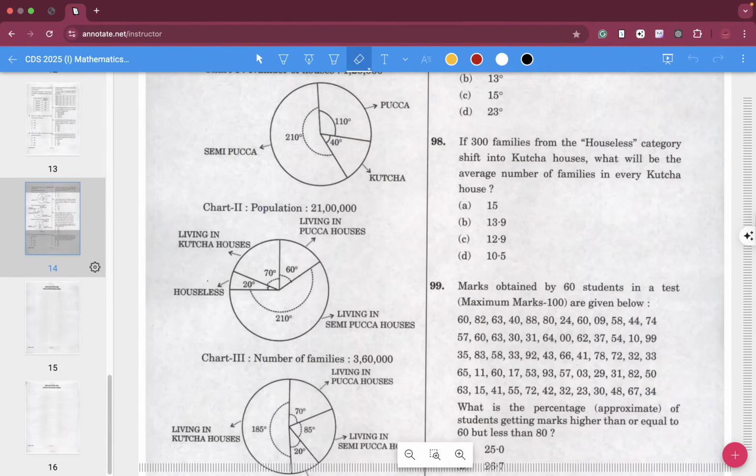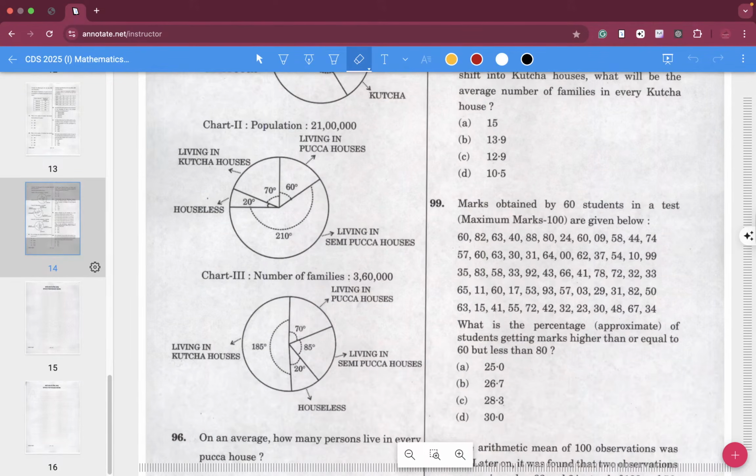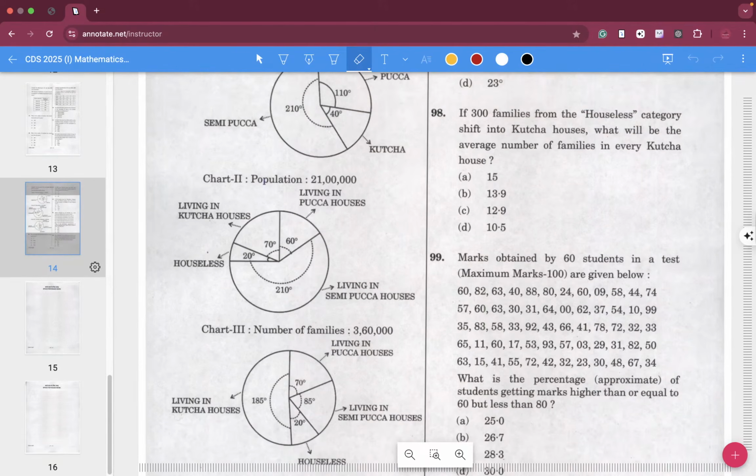Now let's move on to this one. If 300 families from the houseless category shift into kacha houses, we'll focus over here on chart 3. So if 300 families from the houseless category shift to kacha houses, then what will be the number of average families in every kacha house?